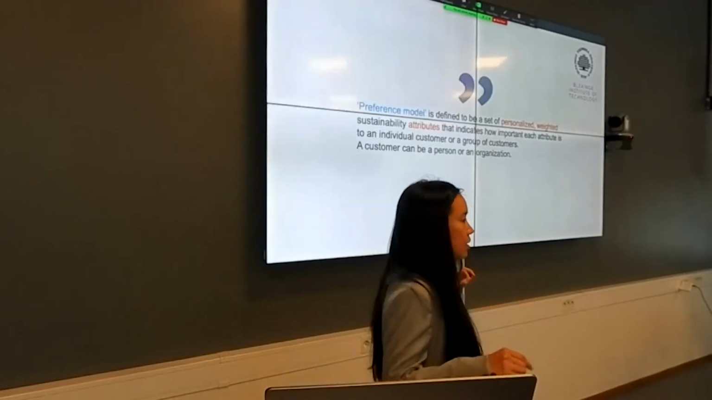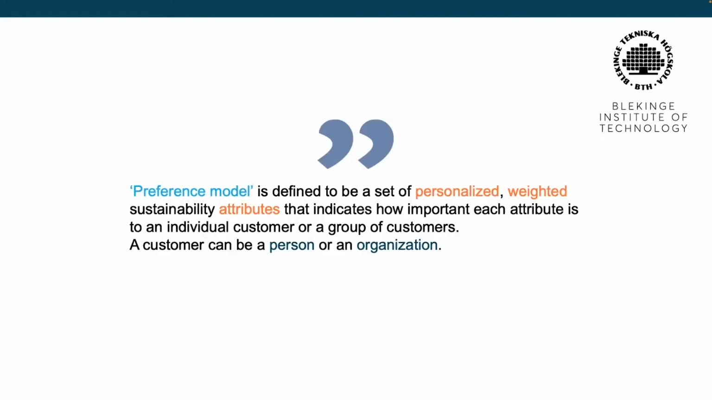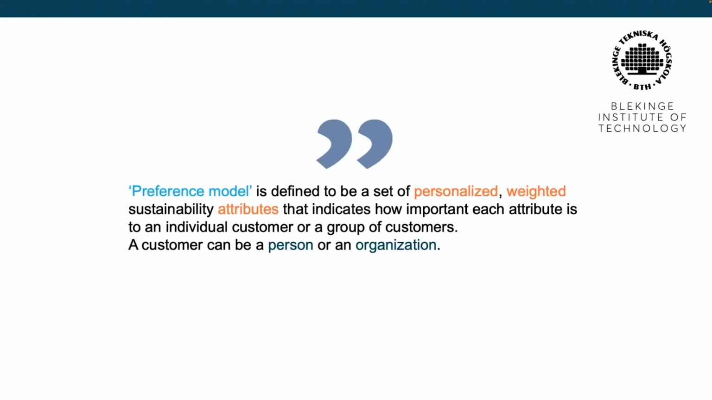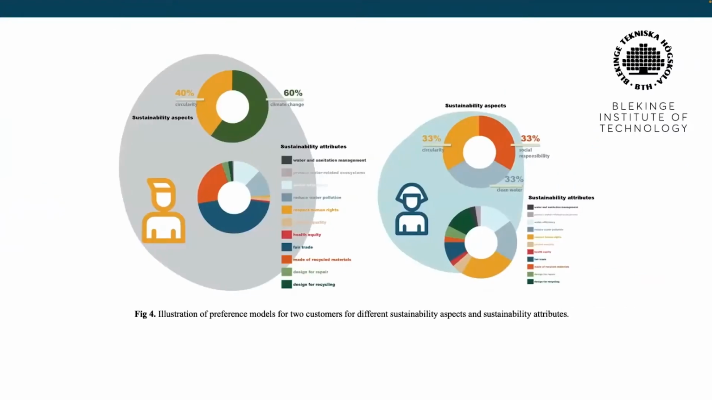And this project is about trying to build a preference model of customers, and it's defined to be a set of personalized, weighted sustainability attributes that indicate how important each attribute is to an individual customer or a group of customers. And by an individual, it could be a person like you and I, or it can be an organization like BTH can also be considered as an individual customer.